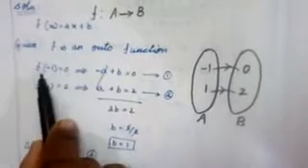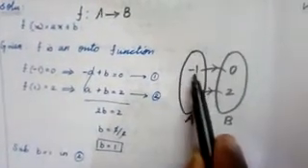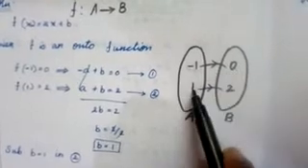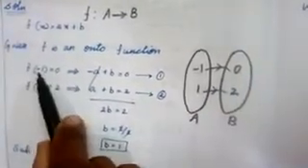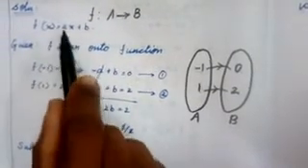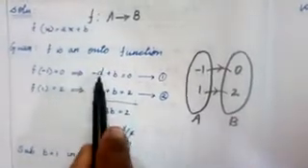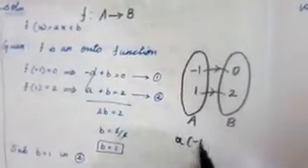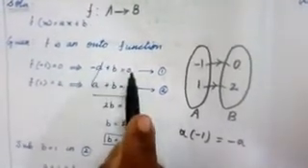So now f(-1). Now you consider the diagram. f(-1) equal to 0, f(1) equal to 2. So now you substitute the value. Instead of x you have to substitute -1. So a into -1 plus b. a into -1 equal to -a. So -a + b = 0.